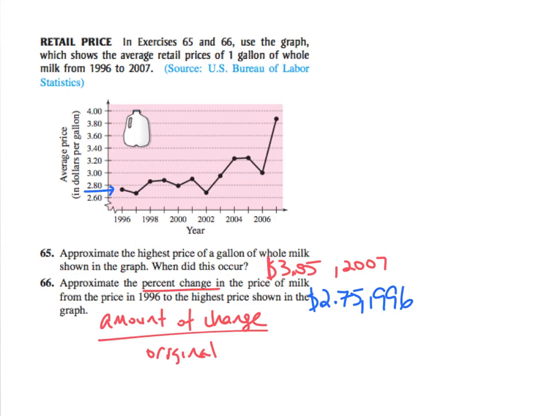So it went up to how much? $3.85. So what I'm going to do is say $3.85 minus $2.75. What did I just do when I put that on the numerator, the top of my fraction? That is my amount of change. And how much was the amount of change there? It was $1.10. Over what is my original amount? The $2.75. That's what we started with. So I need to do 110 divided by 275.